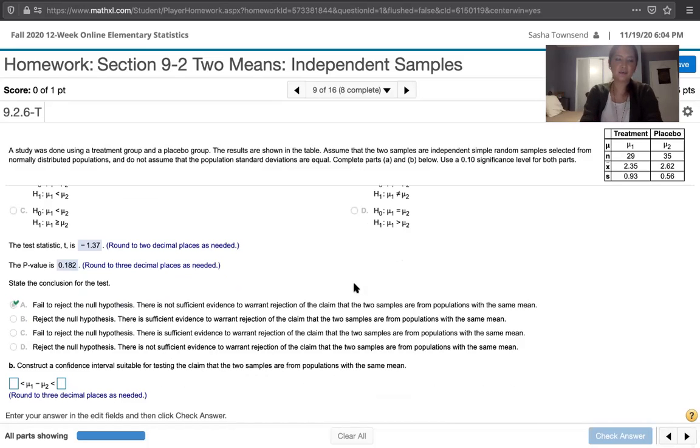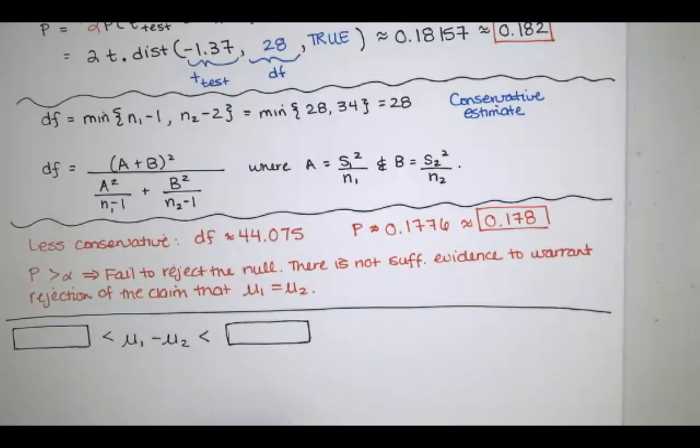Okay, now we're going to do a confidence interval estimate for testing the claim that the 2 samples are from populations with the same mean. So we're going to come up with the appropriate confidence interval. And then after we've come up with the appropriate confidence interval, we're going to think about whether or not 0 is in that confidence interval. Now, when we come up with our confidence interval estimate, we were asked to come up with the lower limit of that confidence interval to 3 decimal places, and the same thing for the upper limit.